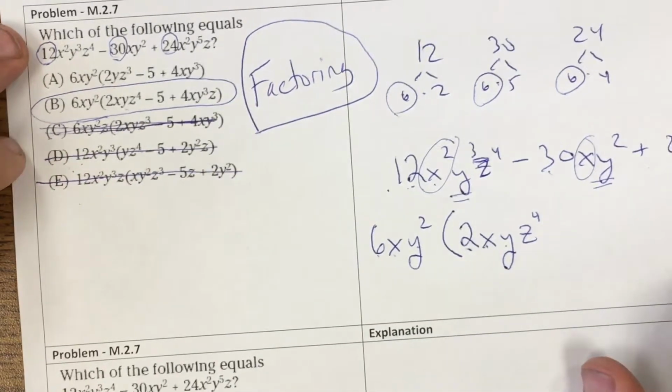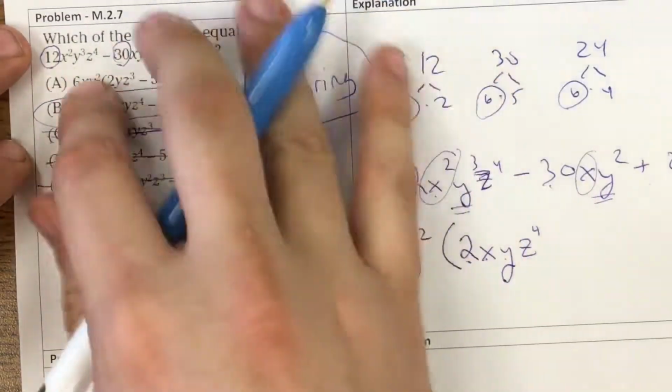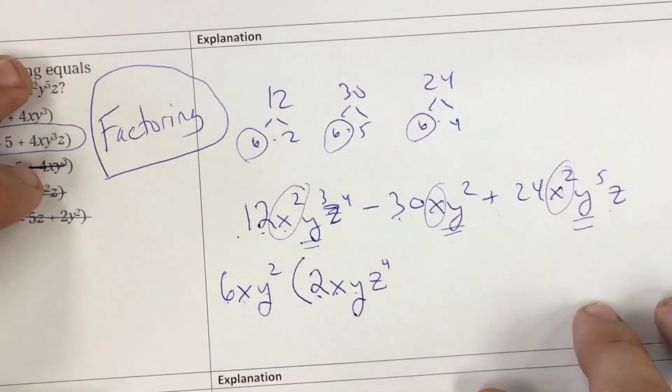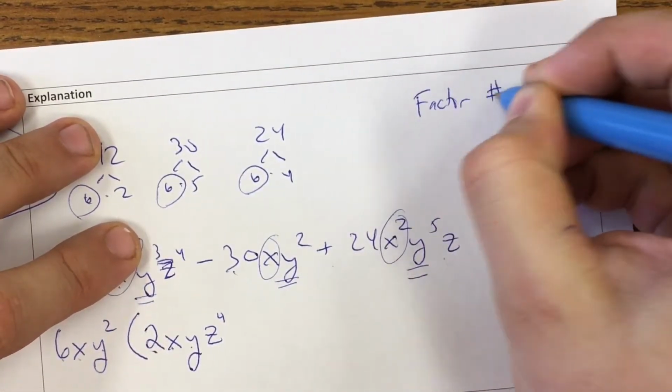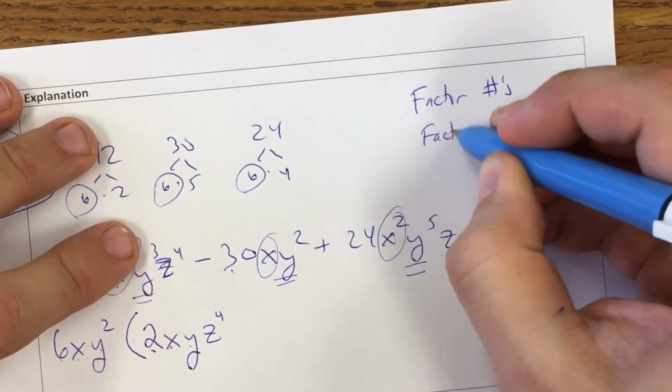So the key strategy, again, when factoring complicated looking expressions like this is to factor the numbers first. All right, so factor numbers. And then factor variables.